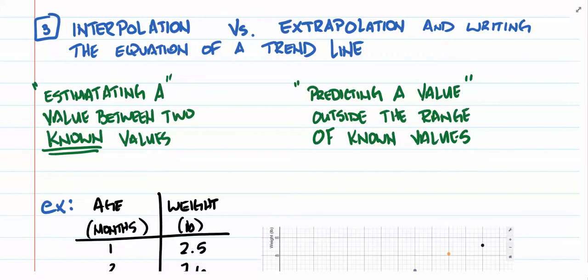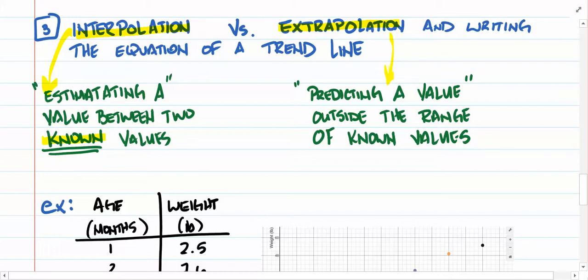Box number 3 is the difference between these two words, interpolation and extrapolation, and writing the equation of a trend line. So the definition for interpolation is below. That's when you are estimating a value between two known values of your data set. And extrapolation is predicting a value outside the range of your known values. So there's the difference between these two words.